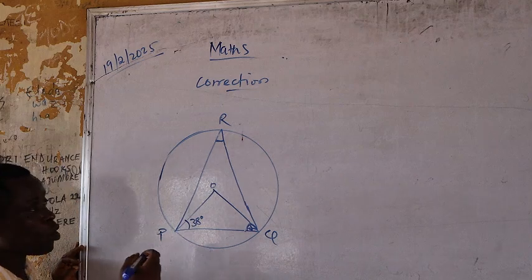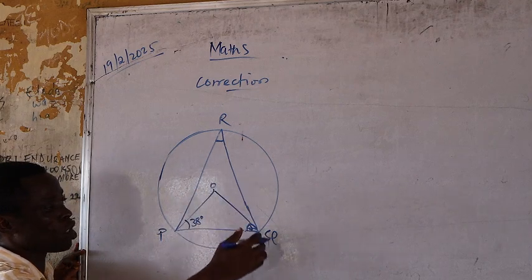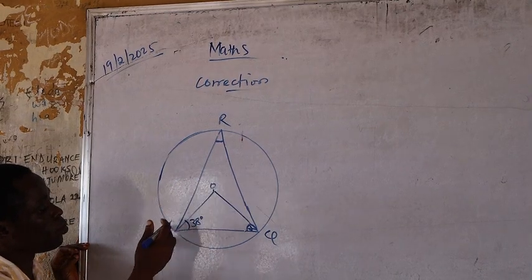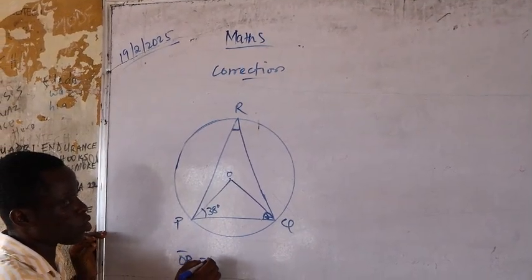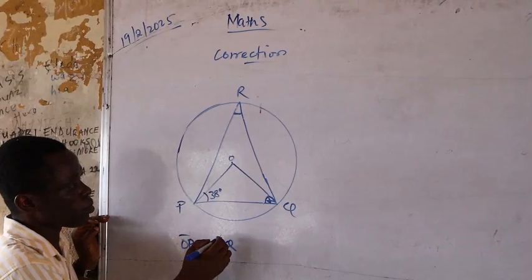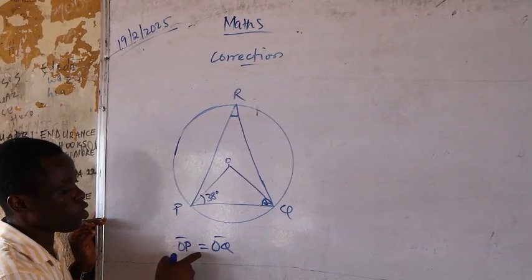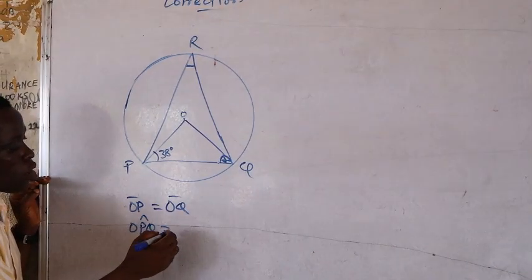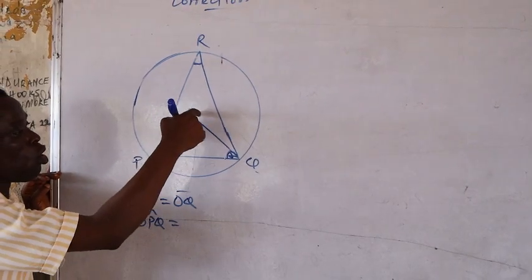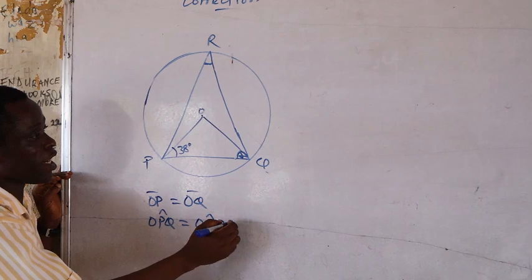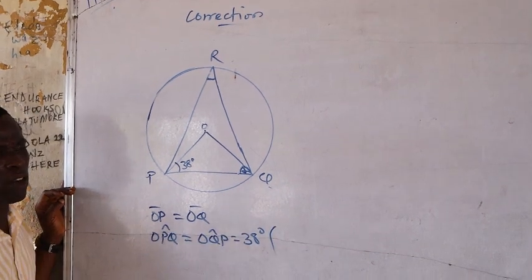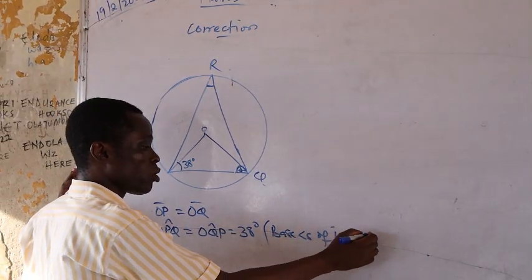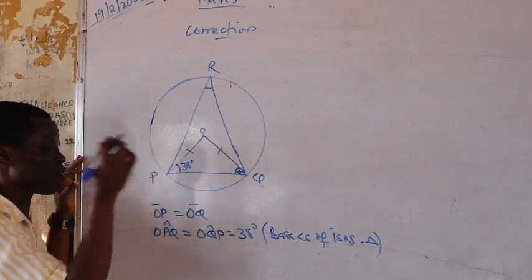But looking at the diagram, we all know that OP and OQ are the same, because they are both what? Radii. So if line OP is equal to line OQ, then it means that OPQ is equal to OQP, and that is 38 degrees. And the reason is base angles of an isosceles triangle, because this is a radius and this is a radius.